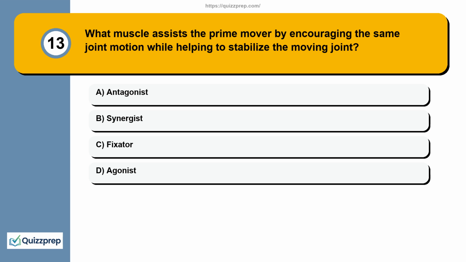Question 13. What muscle assists the prime mover by encouraging the same joint motion while helping to stabilize the moving joint? Antagonist, synergist, fixator, agonist.